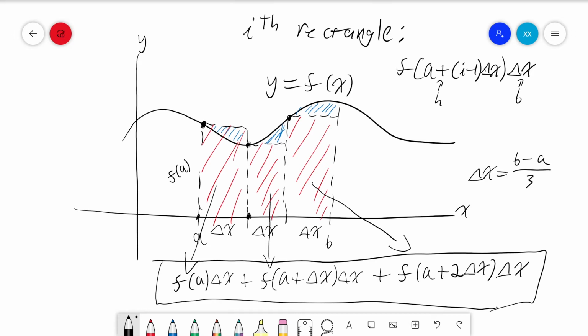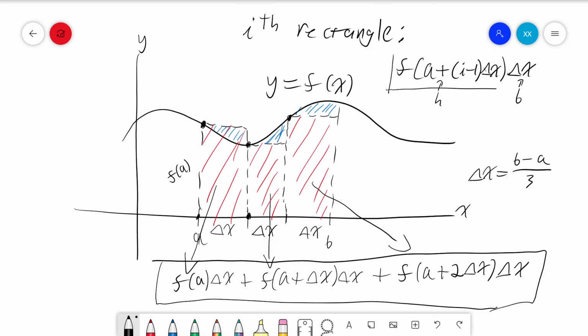And the reason we have i minus 1 here, and not just i for the ith rectangle, is we're starting at A, we're starting at point A. We're taking the first point of each subinterval. So for the first rectangle, we're starting at A. For the second rectangle, we're starting at A plus 1 delta x. For the third, we're starting at A plus 2 delta x, so on and so forth. So that's where we get i minus 1.